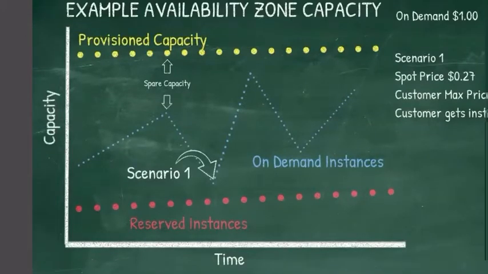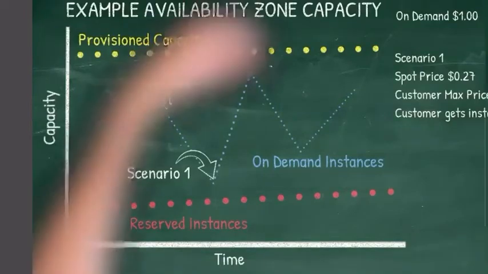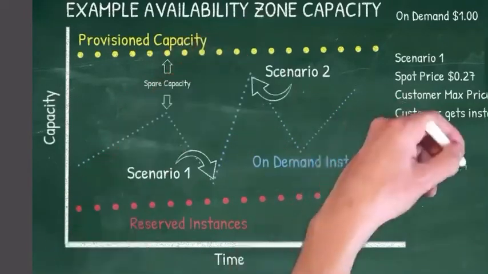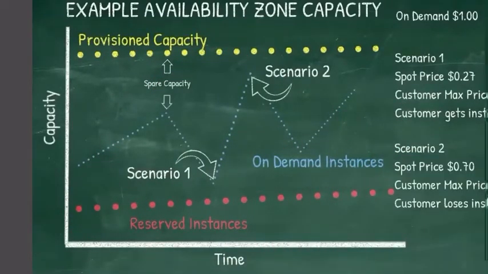But what happens if the spot price goes up? In scenario 2, there is less spare capacity available, so the spot price is raised to 70 cents. The spot price now exceeds the customer's max price of 30 cents. The customer is given a 2-minute warning via CloudWatch events and the instance EC2 metadata URL. After 2 minutes, the instance is terminated, stopped, or hibernated, depending upon the configuration the customer has set.